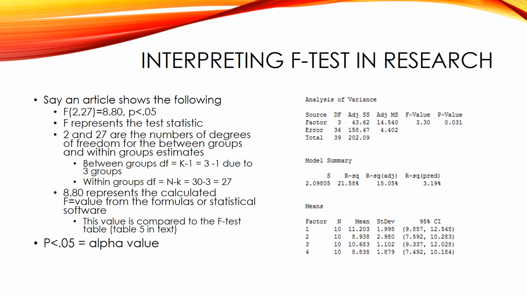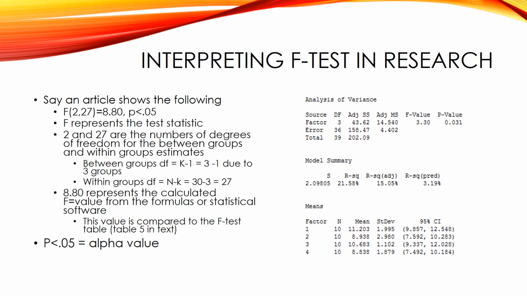So 2, 27. 8.8 again is the F value. It is not the mean. So you would probably write the mean, and then in parentheses put this F value. And then you write the alpha value. Now, you would basically write the alpha that the statistic reported.